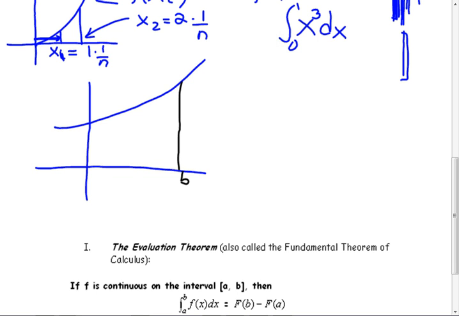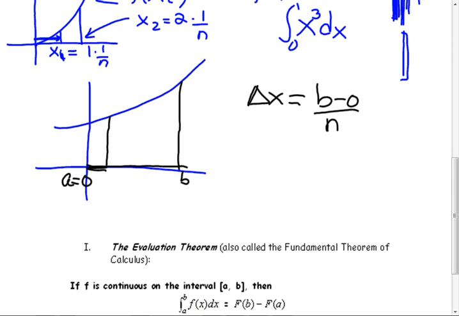This is B. A is 0. So then how big are each of these rectangles going to be on the bottom? That's delta x. How big is it, though? I'm going to take this complete distance, b minus 0, and divide it into n rectangles. That's 1 delta x. How do I get to this x coordinate on the first rectangle? Because I have to find f of that value.